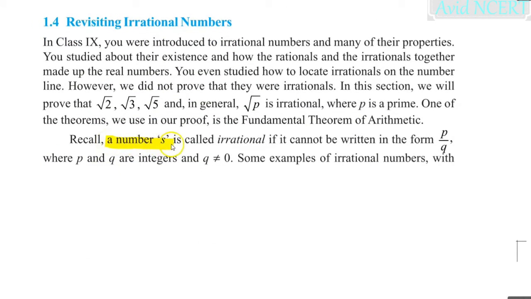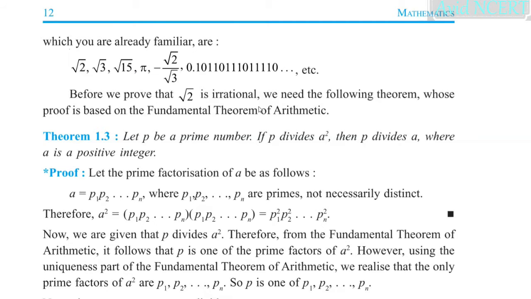A number S is called irrational if it cannot be written in the form of p by q. Some examples of irrational numbers are root 2, root 3, root 15, pi, minus root 2 by root 3, and any decimal number that does not terminate or repeat.